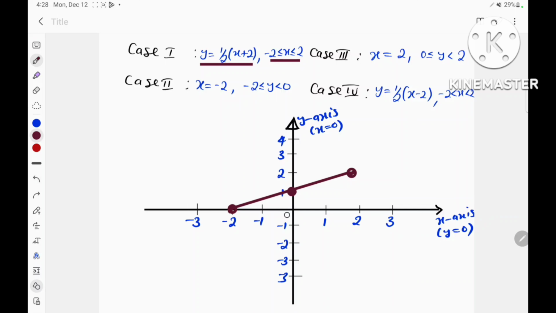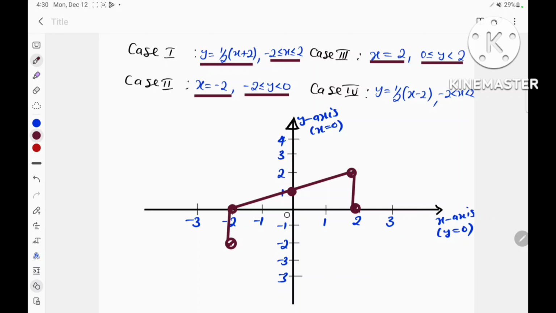Next, we get to case 2, where we have the line x equal to negative 2, drawn for values of y between negative 2 and 0. Now, when y is negative 2, x remains negative 2, which is this point. And when y is 0, x remains negative 2. So this gives us the line segment, this. In case 3, we have the line x equal to 2, and this is drawn for values of y between 0 and 2. So when y is 0, we have x to be 2, and when y is 2, x remains 2. So this gives us this line segment.